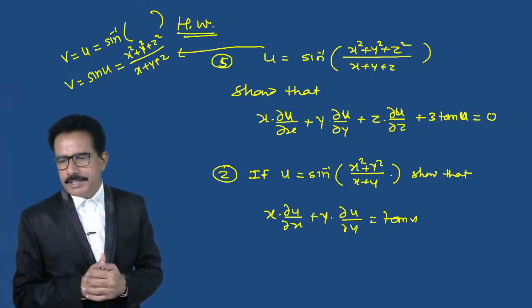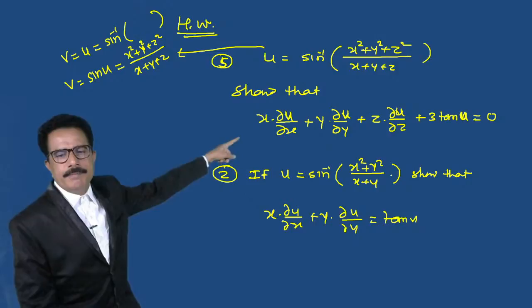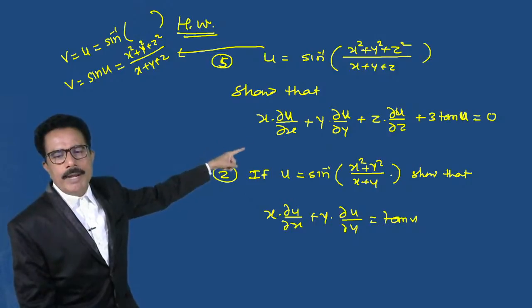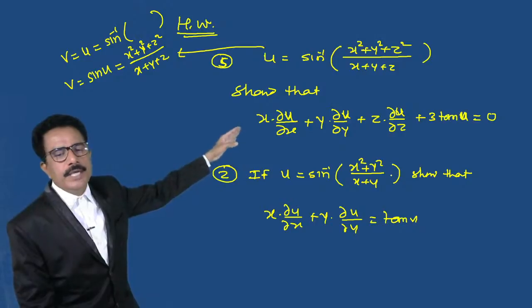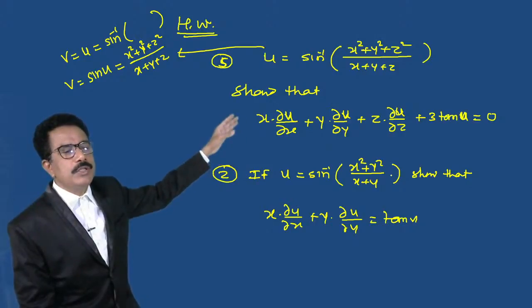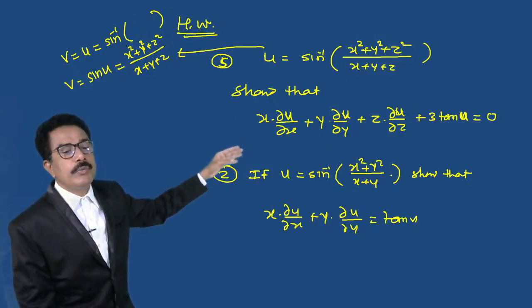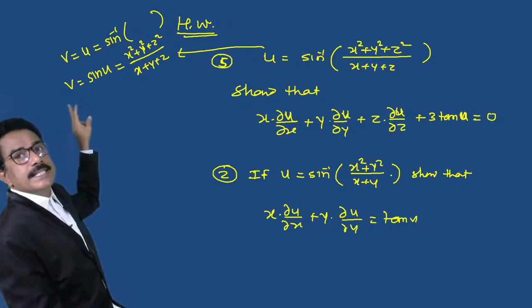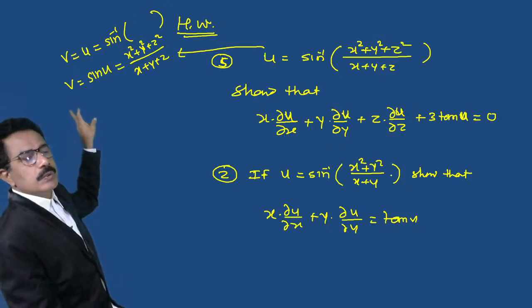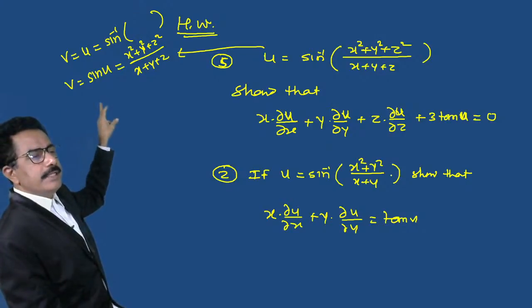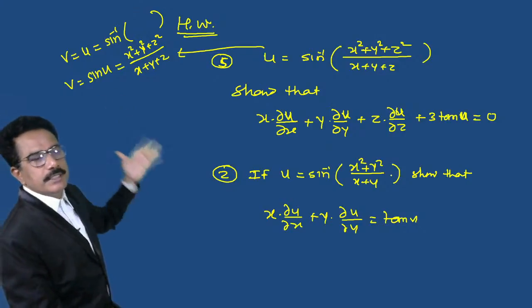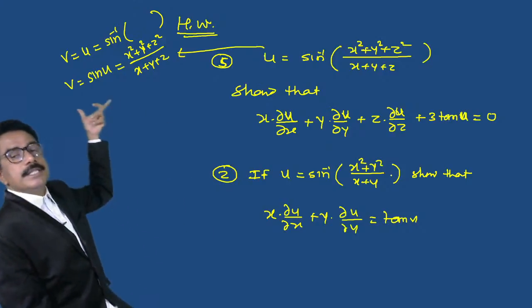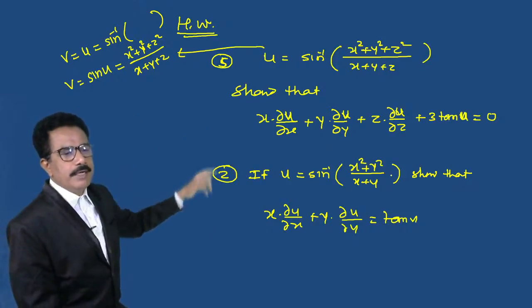करताय का किरण जाधव? इथं थोडं चेक करा. u इज इक्वल्स टू x into dou u by dou x plus y into dou u by dou y plus z into dou u by dou z plus 3 tan u. पण हे प्रूव्ह करत असताना झेड घ्यायचं नाही, v घेऊन करायचं. v इज इक्वल्स टू साइन u इज इक्वल्स टू, अशा पद्धतीनं कन्वर्ट करा. हे हिंट आहे. This is the hint of this first problem and solve this problem.